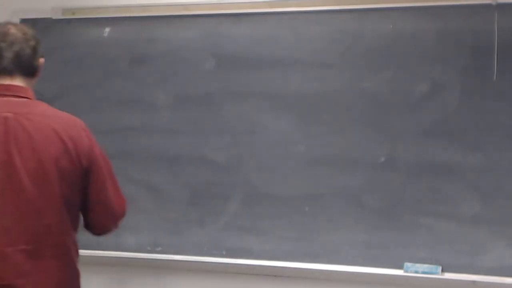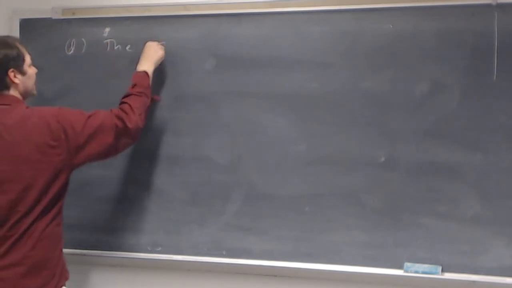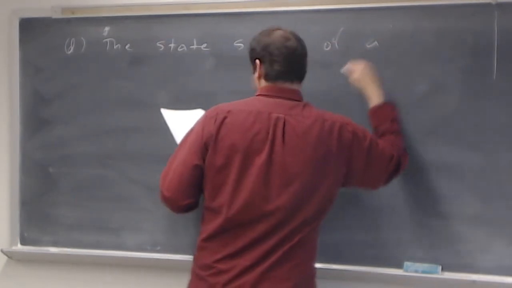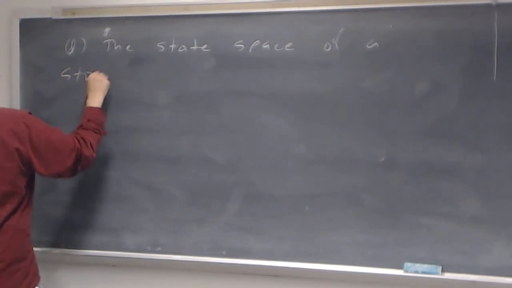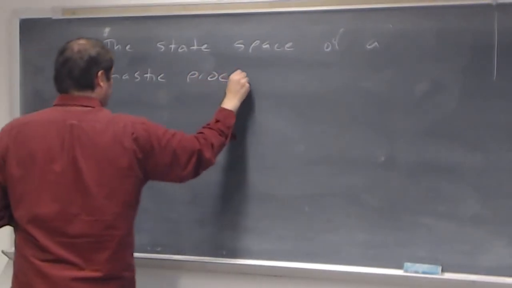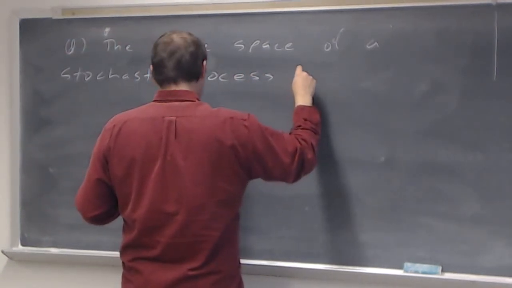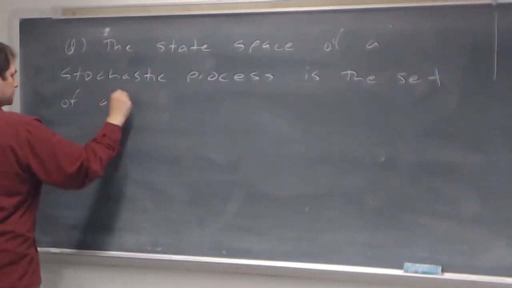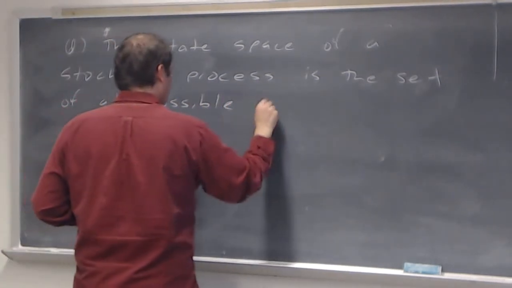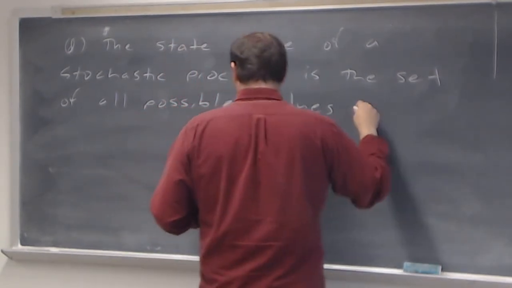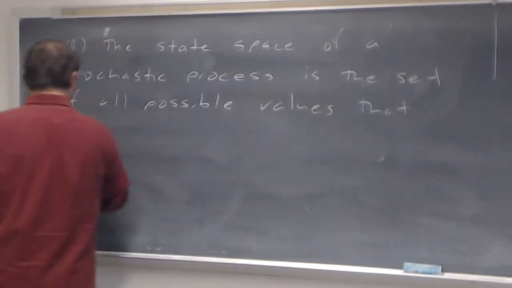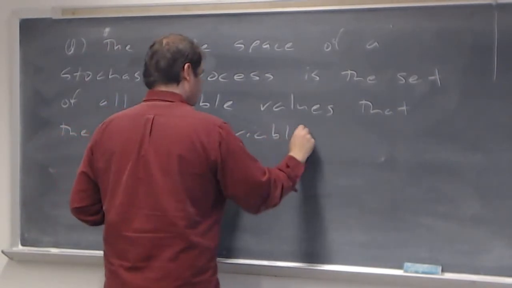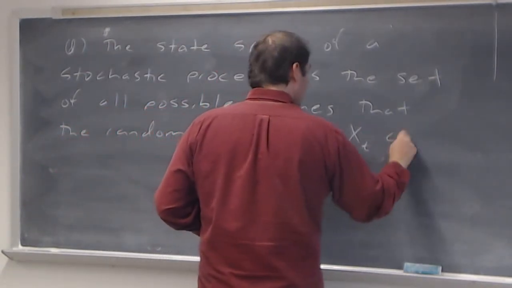And lastly, the state space of a stochastic process is the set of all possible values that the random variable X sub t can assume.